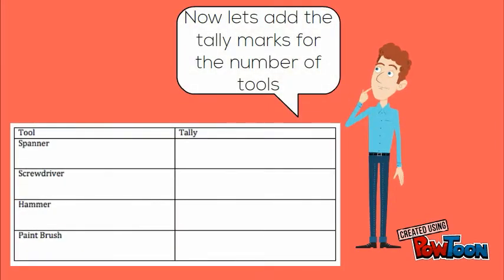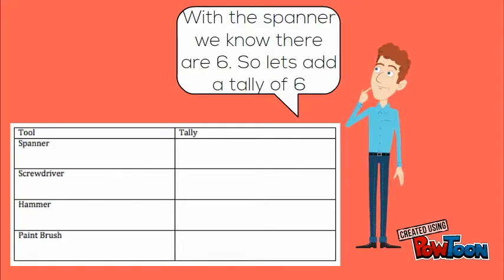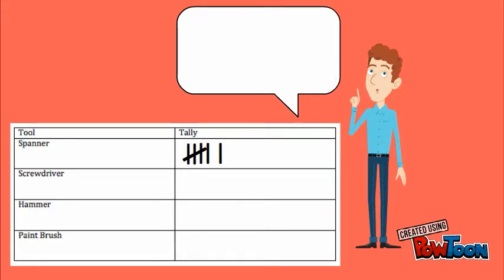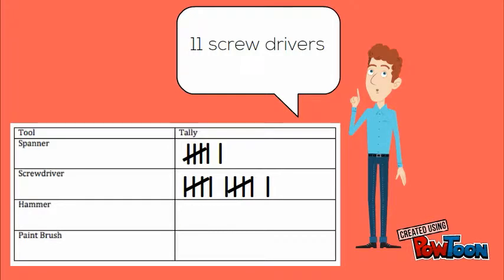Now, let's add the tally marks for the number of tools. With the spanner, we know there are 6, so let's add a tally of 6. Then we do the same for the other items. 11 screwdrivers, 4 hammers, and 1 paintbrush.